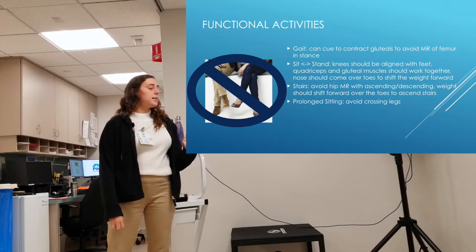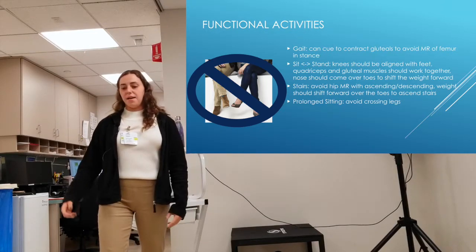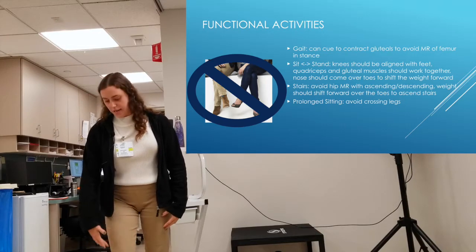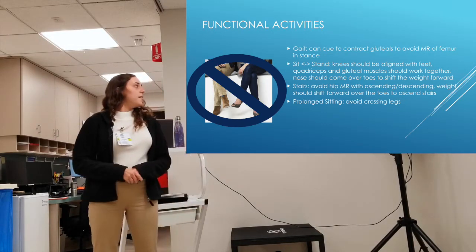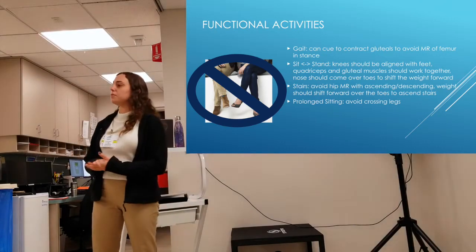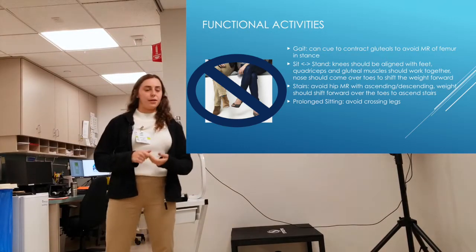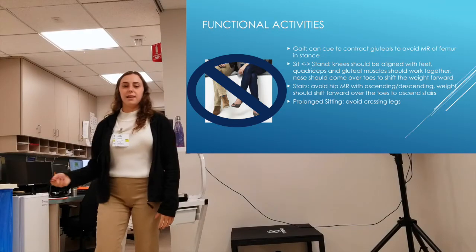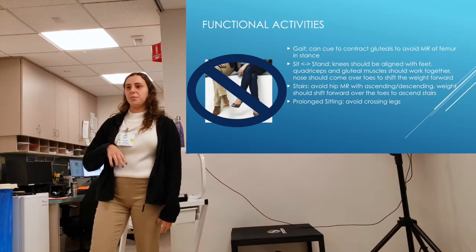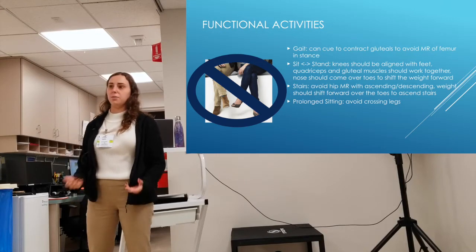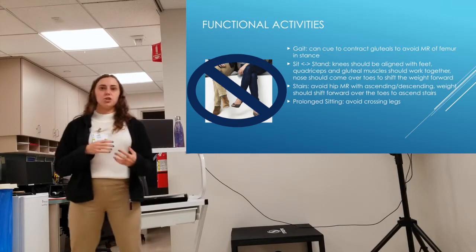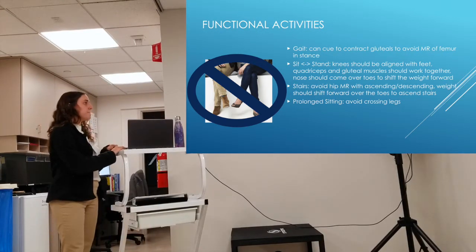With stairs, again, as they're putting weight on that foot, you want to make sure they're avoiding that internal rotation of the tibia on the femur. And then with sitting, you want them to avoid crossing their legs, which can be really hard for patients, but if they're getting that leg crossing, they're probably getting femoral medial rotation, and then that's stretching out their glutes as well. So we're trying to kind of do the opposite and shorten those glute muscles a bit.